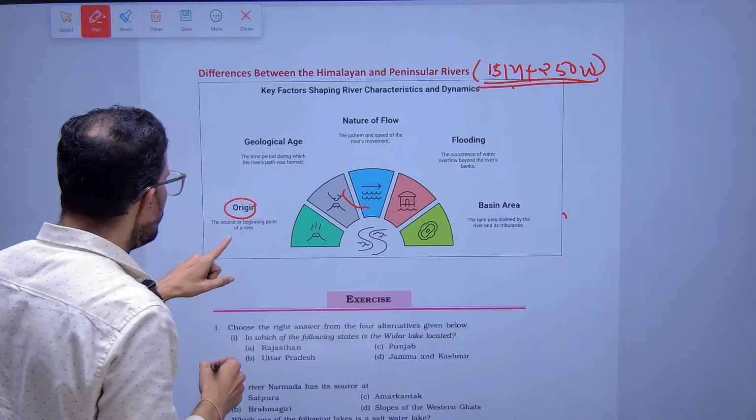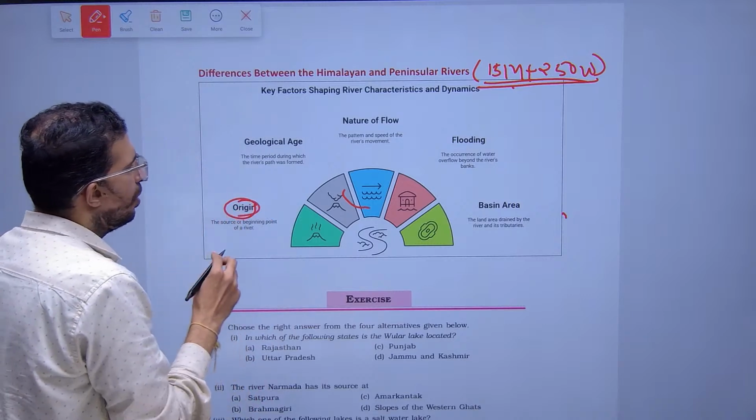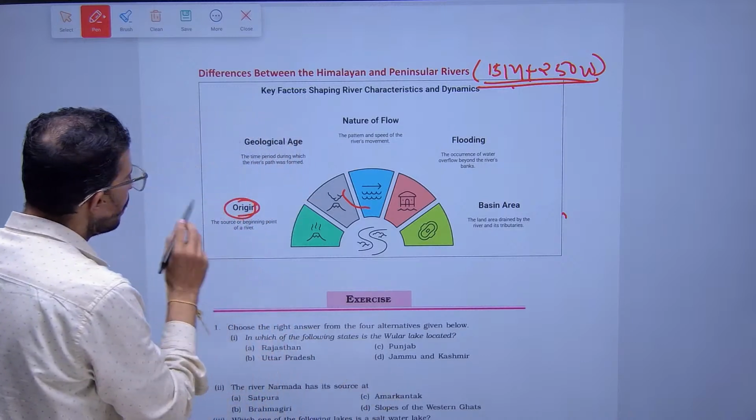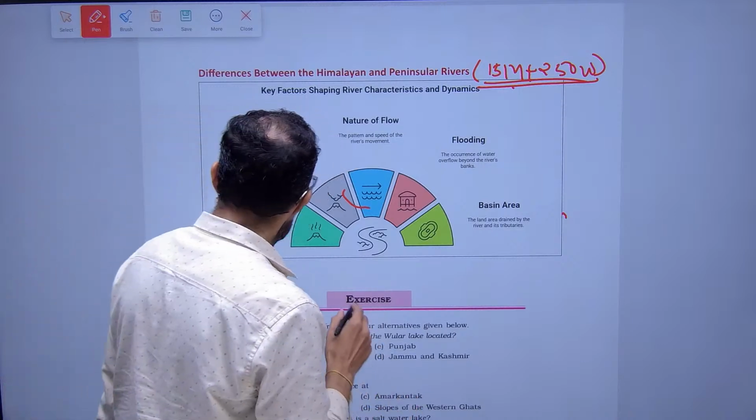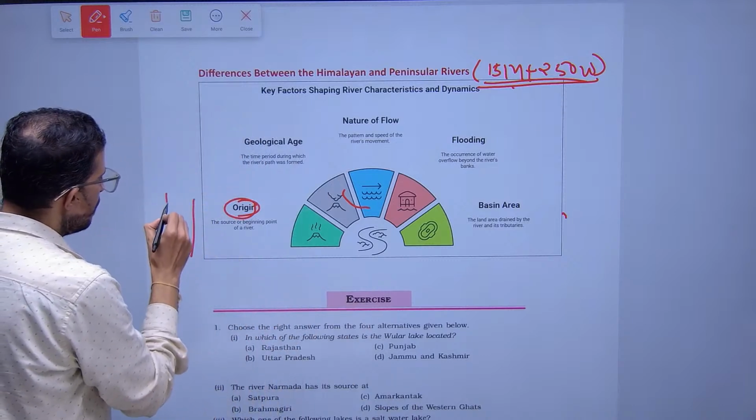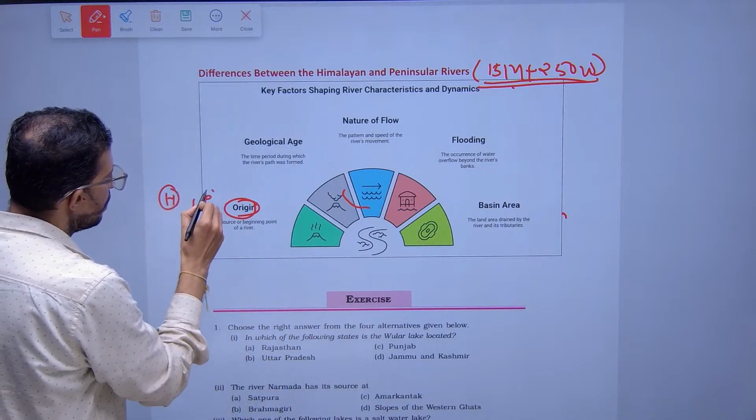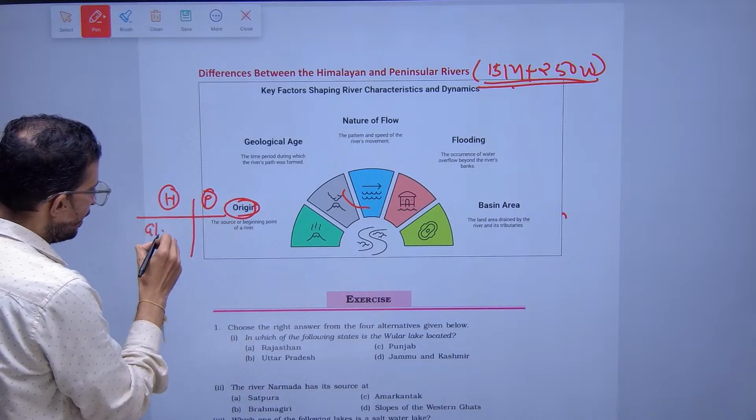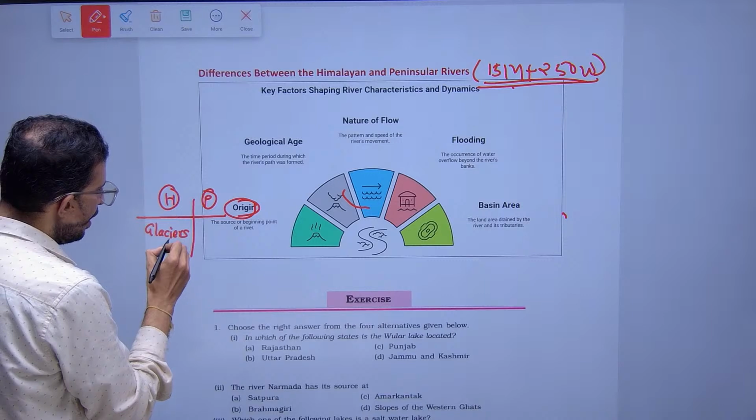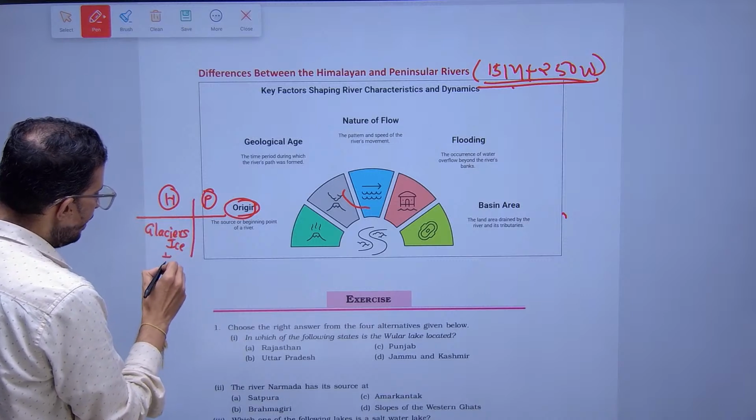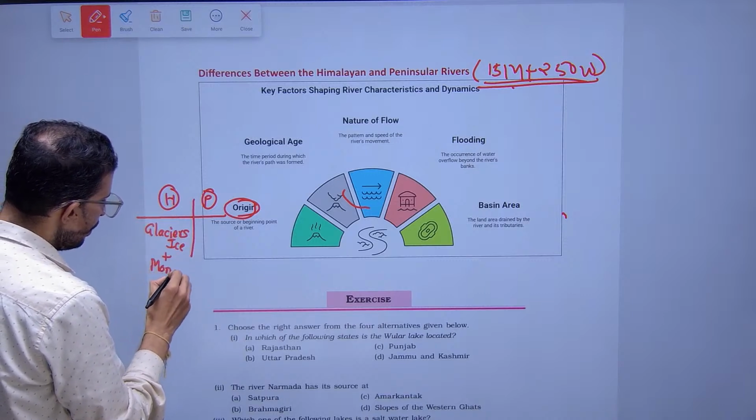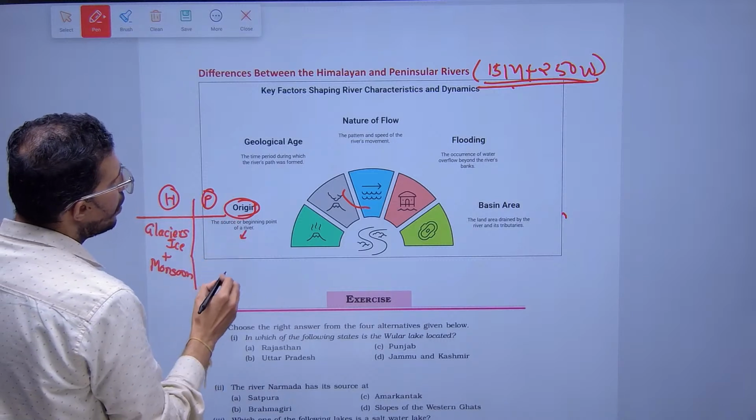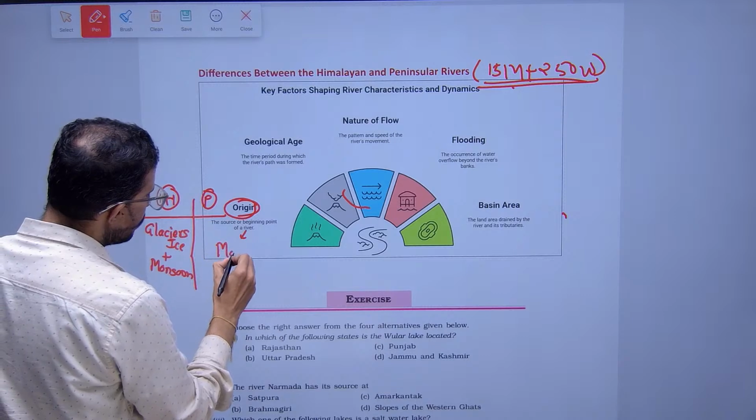First parameter, origin. Origin with respect to the Himalayan river system and the Peninsular river system. This one is the Himalaya, this one is the Peninsular. If we see the origin or the source, it is the glaciers, ice caps and monsoon in the Himalaya. The Peninsular origin is only the monsoon.